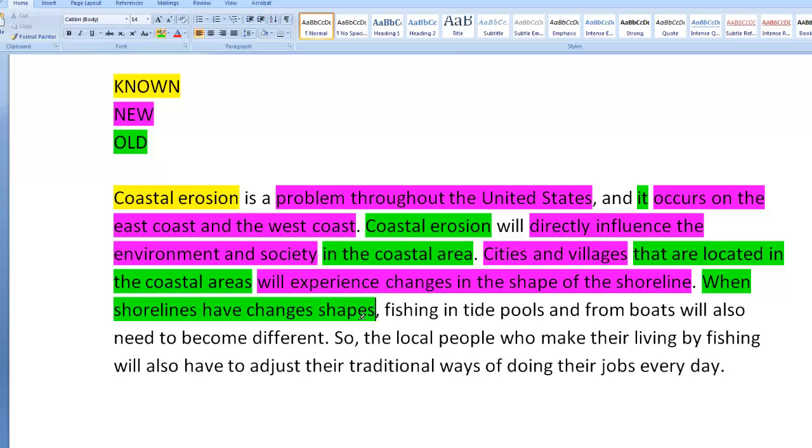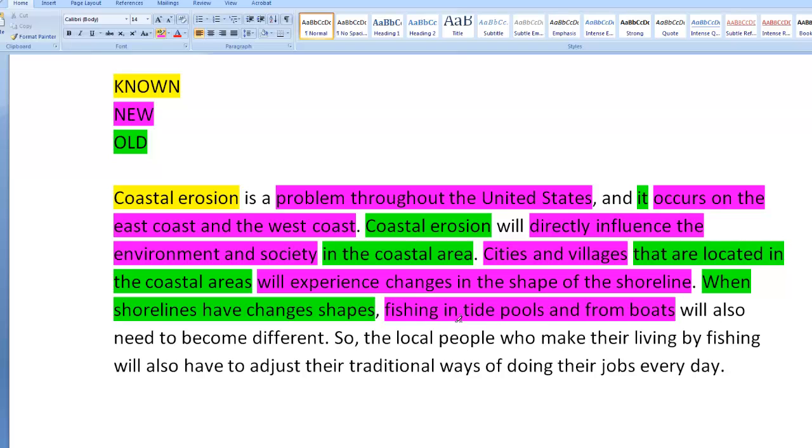Whenever you are learning something, you always are building information on information that you already understand to be true. And then the next piece, fishing in tide pools and from boats. We have not talked about fishing, and you'll notice they introduced this with coastal erosion, the known. Then they got more specific, talking about how it's going to affect environment and society. And that's exactly what they are doing. Here we've heard about the environmental effect, and now with fishing, you think about employment, jobs, and people. We're going to start talking about society. And so that's a new piece of information.